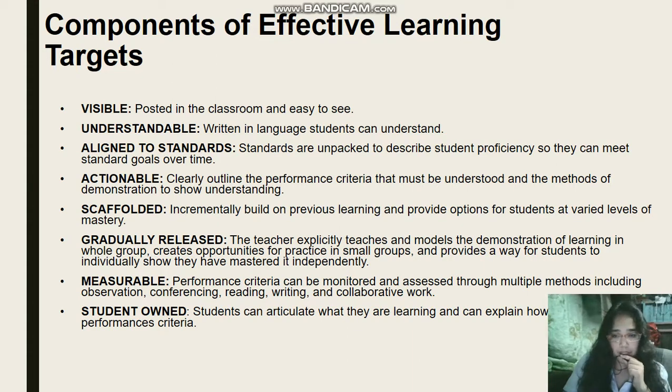Measurable. Performance criteria can be monitored and assessed through multiple methods including observation, conferencing, reading, writing, and collaborative work. Student-owned. Students can articulate what they are learning and can explain the performance criteria.